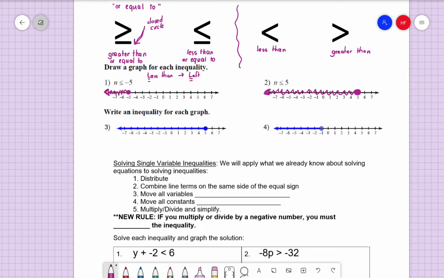Then write an inequality for each graph. So we're going to say n, like those 2 examples we're using. N is, in comparison to 5, n is going to be to the left. So it is a less than, closed circle, so or equal to, and then that point we're on is 5.